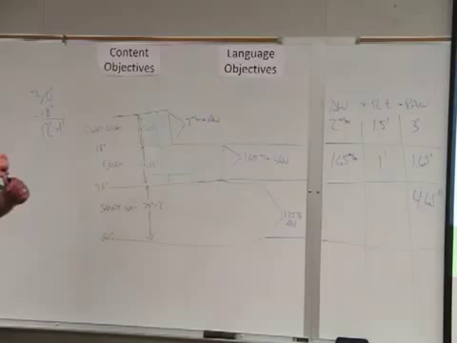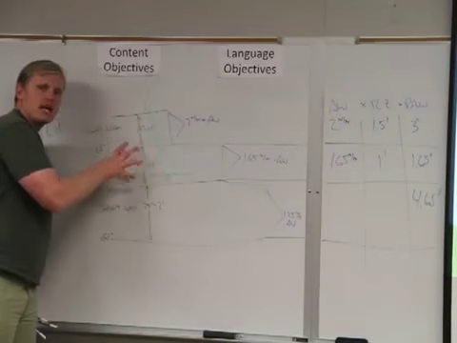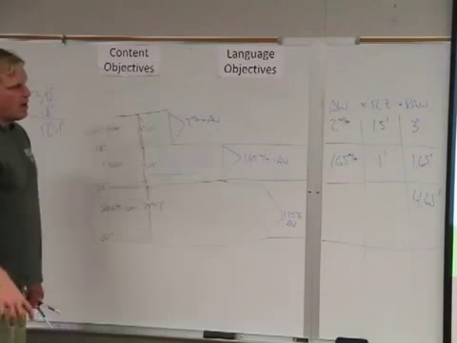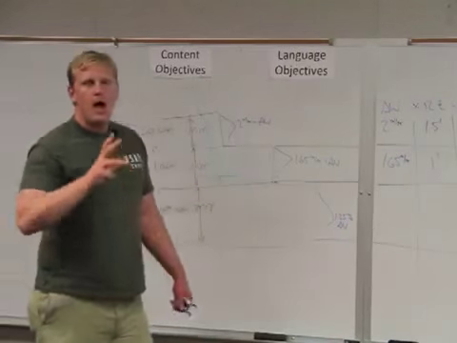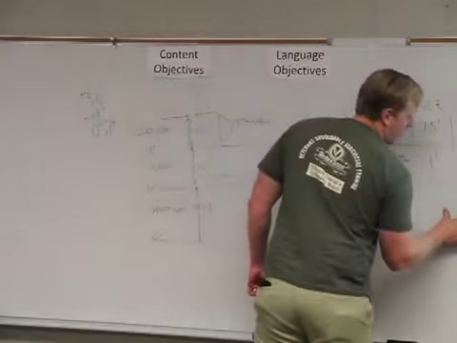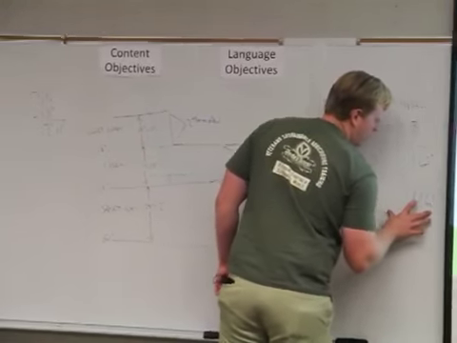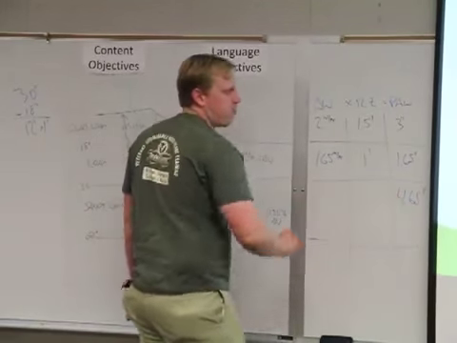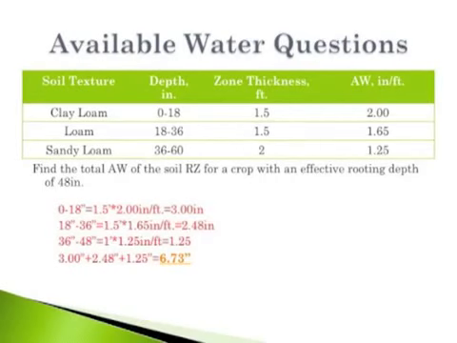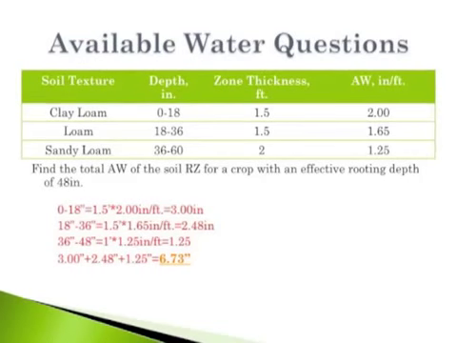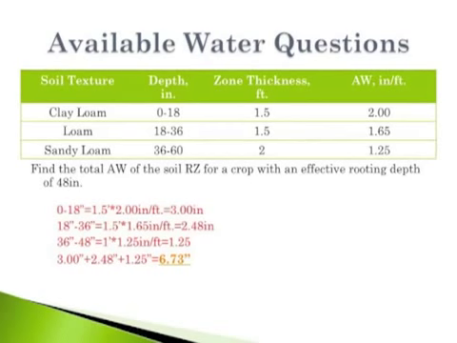So now I know in a soil with these type of characteristics and a crop with a root zone of 30 inches, how much water is available as a whole. And in this case, 4.65 inches of water is available as a whole. Let's look at another example. Find the total PAW for a soil with a rooting depth of 30 inches. We just did that one. Now let's look at 48 inches.